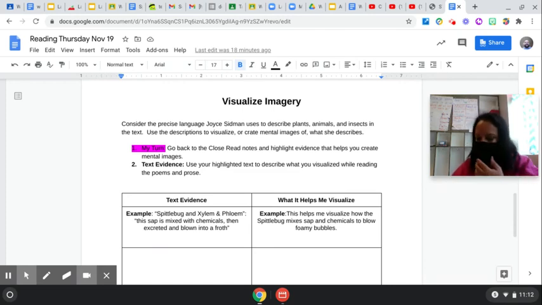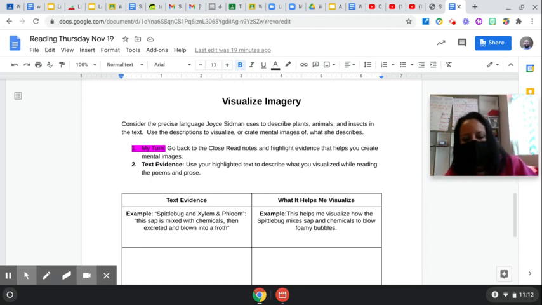So how do we do that? Using the highlighted text that you did with a close read, you're going to go back through the stories and describe what you visualized while reading the poems and prose. Text evidence reminds you that you go back into the story. What you highlighted, you write down word for word. Make sure you put your dancing fingers around it, the quotation marks. And then when it asks you in the second column what it helps me visualize, always start your sentence with, this helps me visualize how, and then build that.